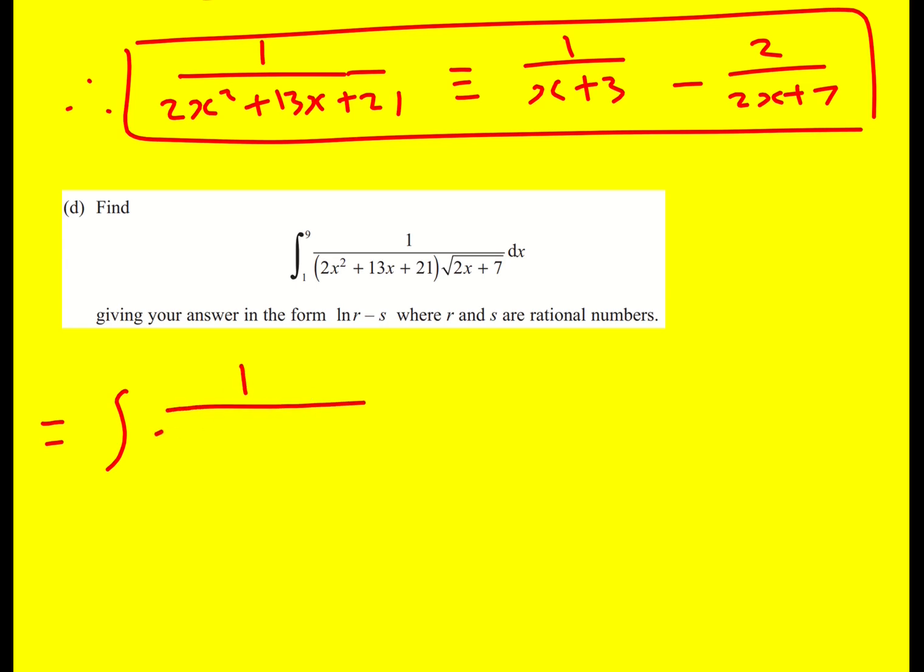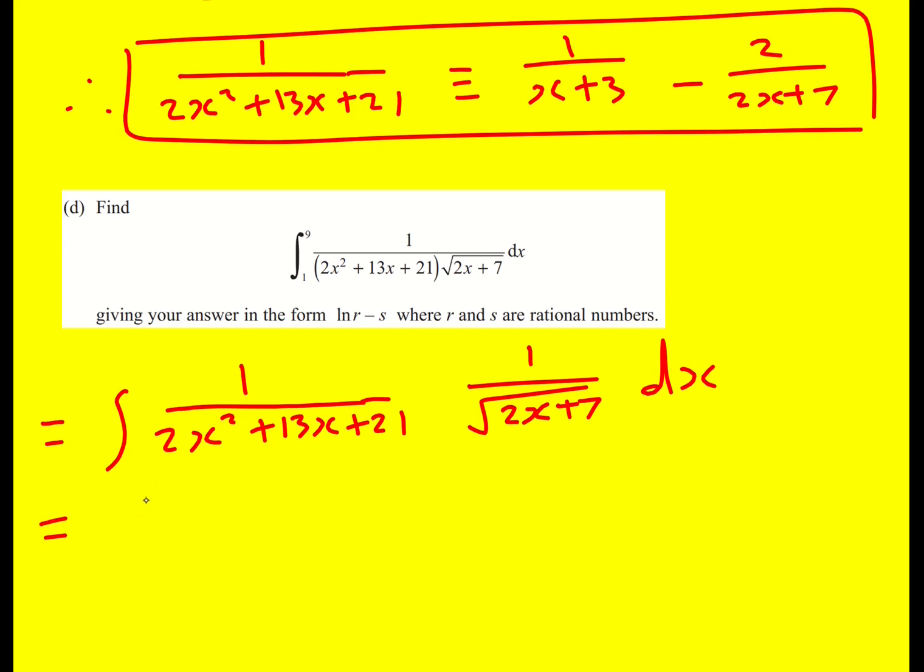So the first thing is, look, we have this 2x squared plus 13x plus 21. So I'm going to write that as a fraction by itself, and then I'm going to times it by 1 over 2x plus 7. Note this was in part B, so perhaps that's going to come back into play. Now I can use partial fractions essentially, so I'm going to get 1 over x plus 3 from here, and I'm going to times that by this.